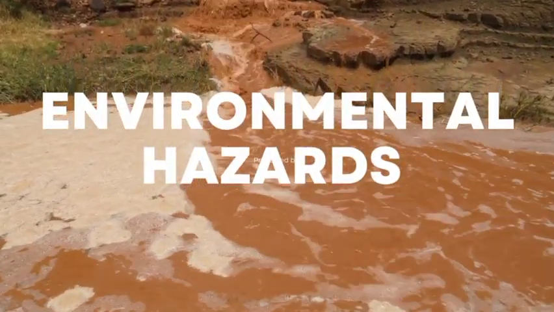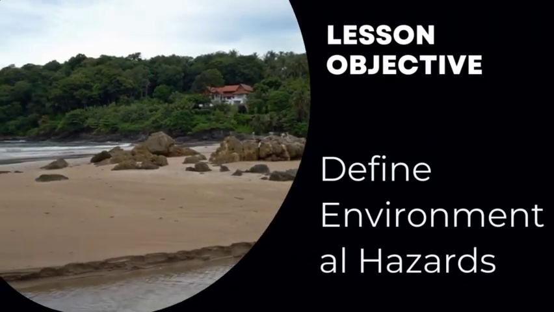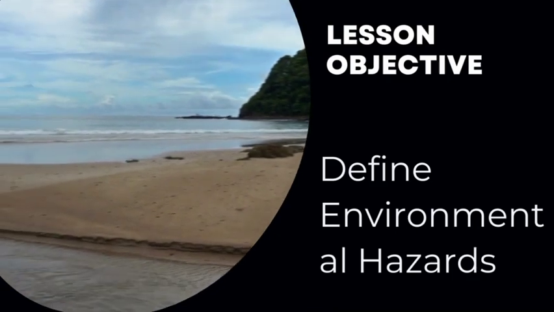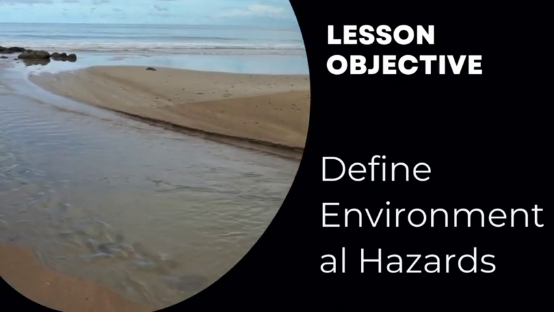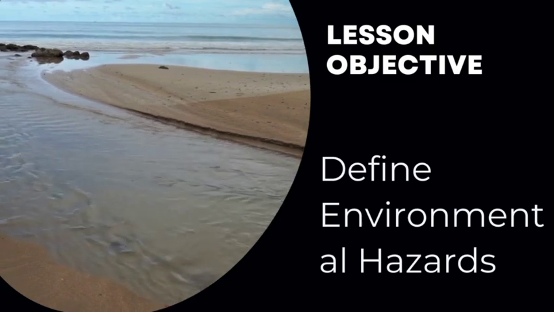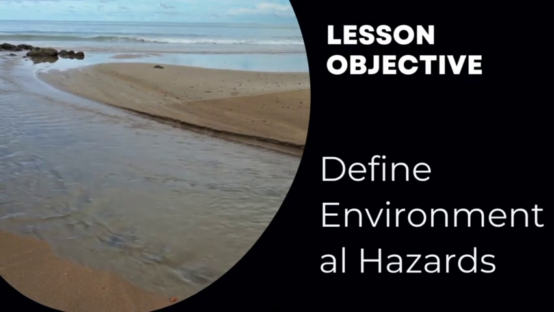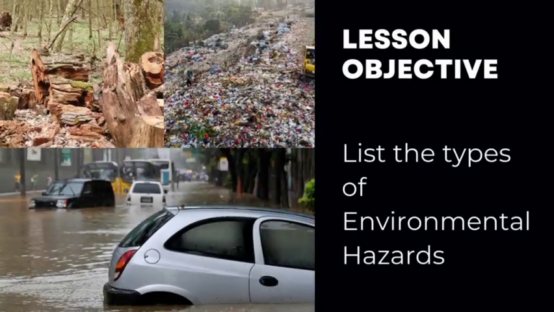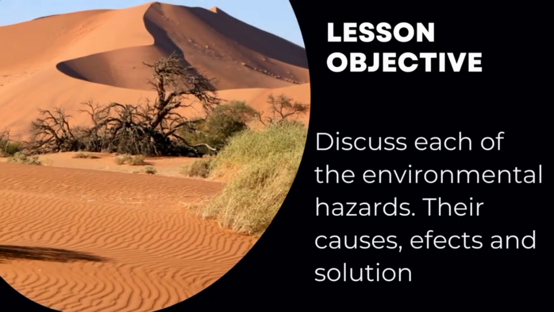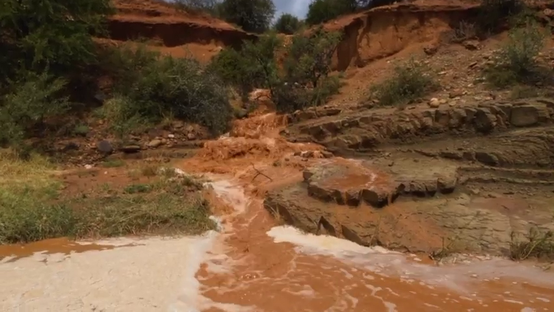In this lesson, we'll be looking at various objectives. One, we should be able to define environmental hazards. What is it we refer to as environmental hazards? Also, we'll be looking at the different types of environmental hazards in our environment. Also, we are going to be discussing the causes and effects of these environmental hazards.